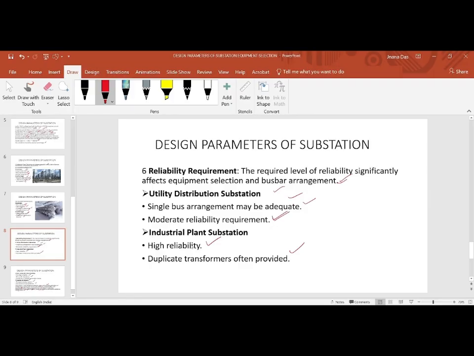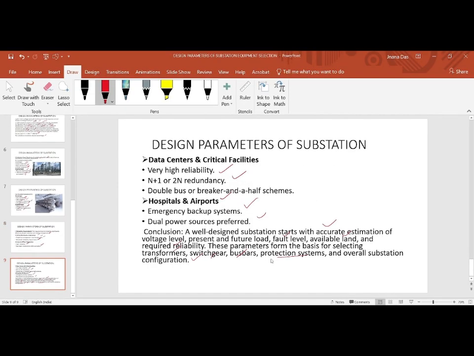For an industrial plant substation, it needs high reliability, and duplicate transformers are provided. For data centers and critical facilities, very high reliability is required, and redundancy is also essential. N plus 1 or 2 redundancy, and double bus or breaker-and-a-half schemes are also required. For hospitals and airports, an emergency backup system should be there, and dual power sources.